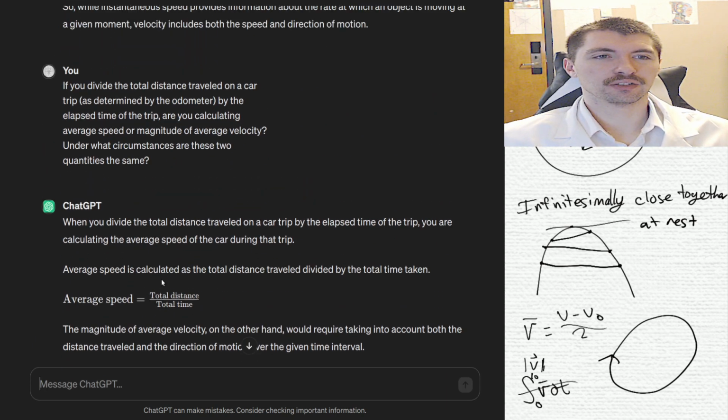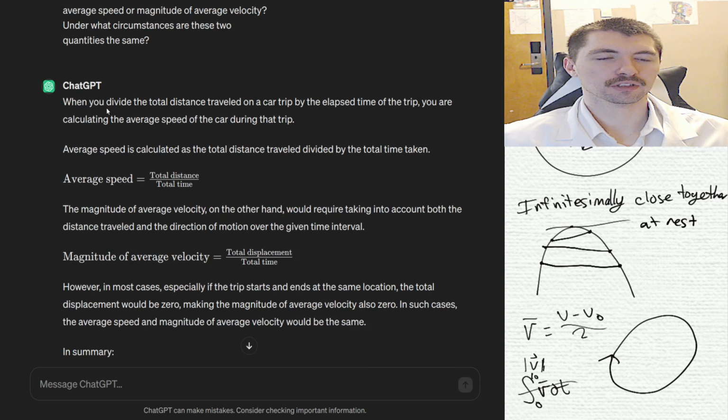If you divide the total distance traveled on a car trip by the odometer, okay, tracking total distance traveled, by the elapsed time of the trip, should be magnitude of average velocity, I would guess. It's saying the average speed.